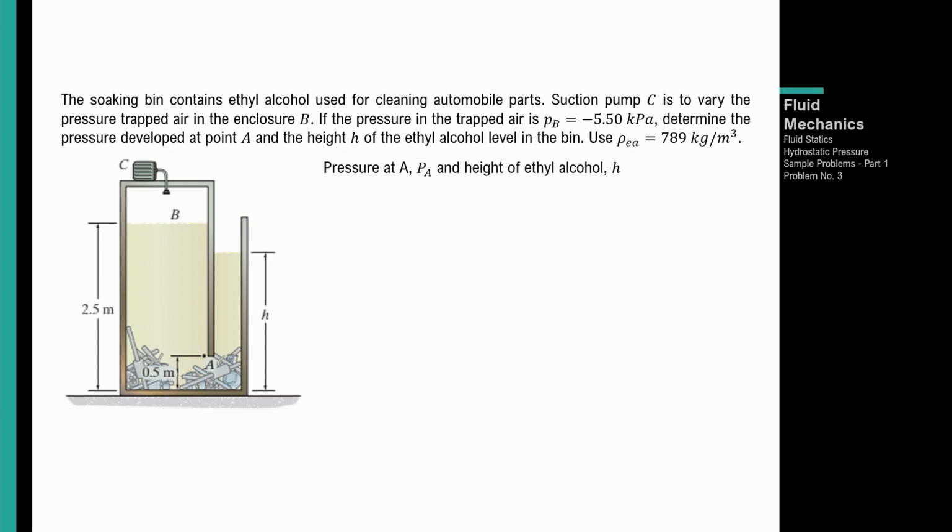Since you don't know the height of the ethyl alcohol H yet, let's go to the left side, the one with the suction pump at C. The pressure at A equals the pressure at B, or the air at B, plus the unit weight times the height of the ethyl alcohol over A, which is 2.5 minus 0.5. Since the given is density, in terms of density, unit weight is equal to rho times g, or density times acceleration due to gravity.